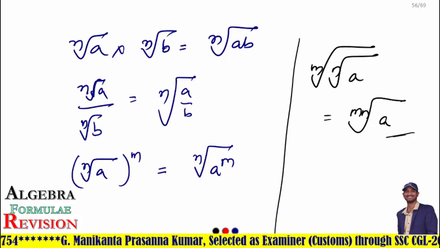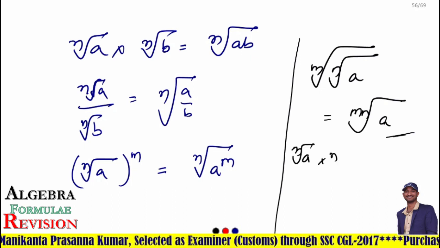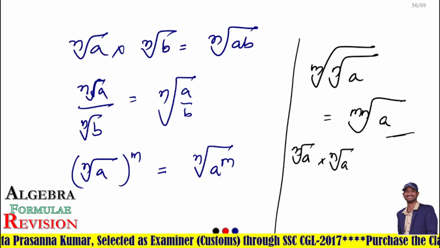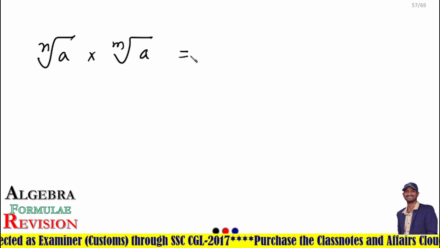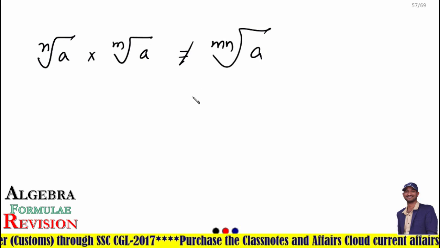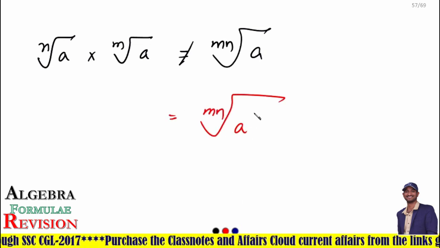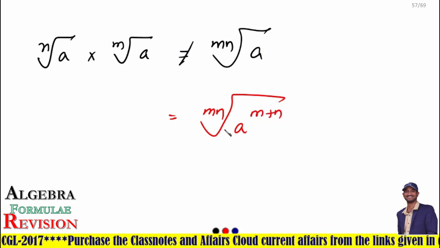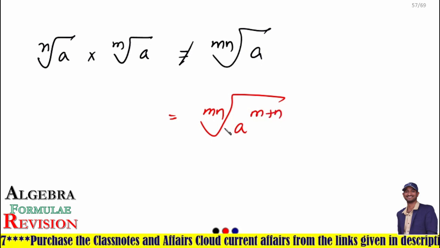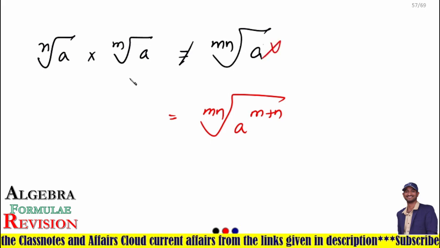Next, mth root of a into nth root of a. This is important, I'll write it down here. Nth root of a into mth root of a is not equal to mnth root of a. Please remember this. It is equal to mnth root of a to the power of m plus n. Not this, this is wrong. And one more thing.